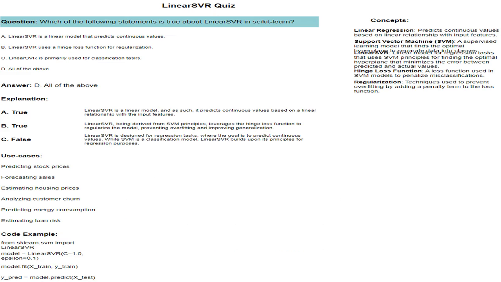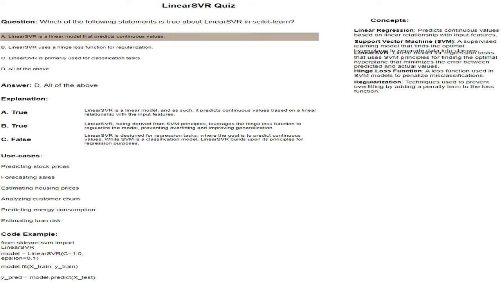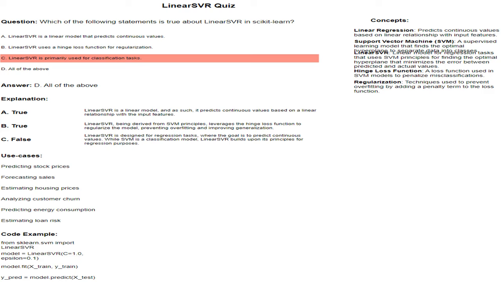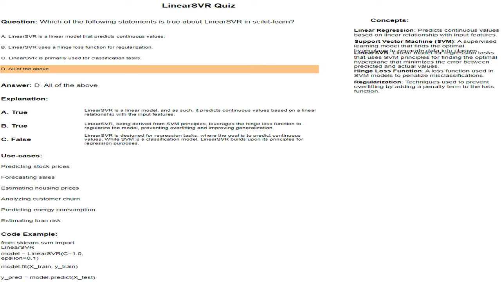Which of the following statements is true about linear SVR in sklearn? A. Linear SVR is a linear model that predicts continuous values. B. Linear SVR uses a hinge loss function for regularization. C. Linear SVR is primarily used for classification tasks. D. All of the above.